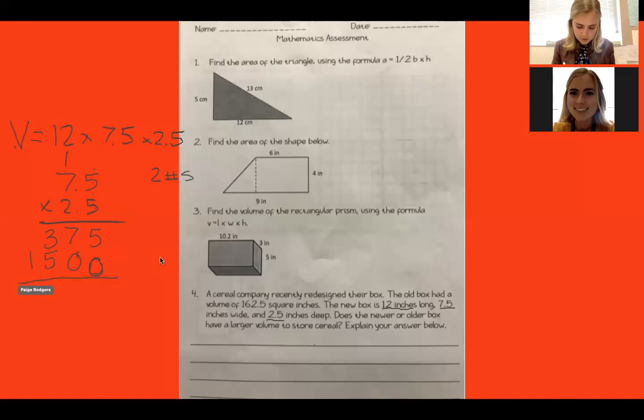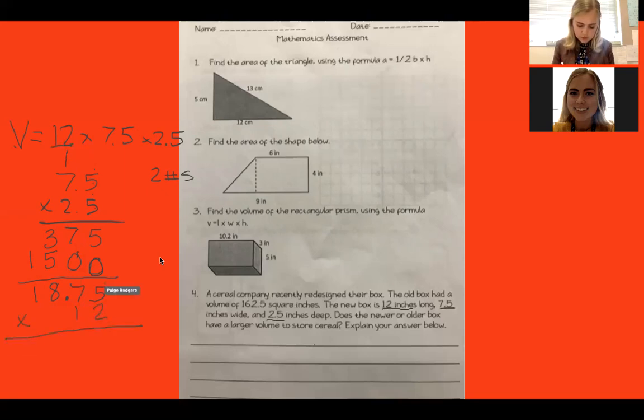Then I added up 5, 7, 8, 1. There's 2 numbers after the decimal points. So I'm going to put my decimal point right there. So 18.75, and we're timesing that by 12 now. So I'm going to times it by 12.